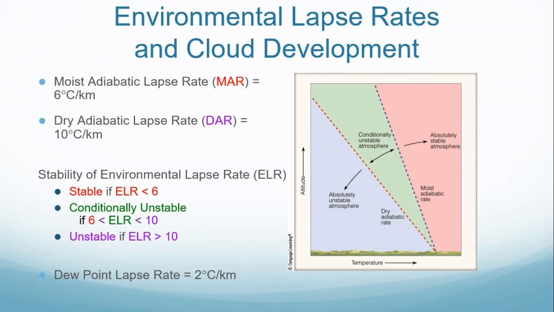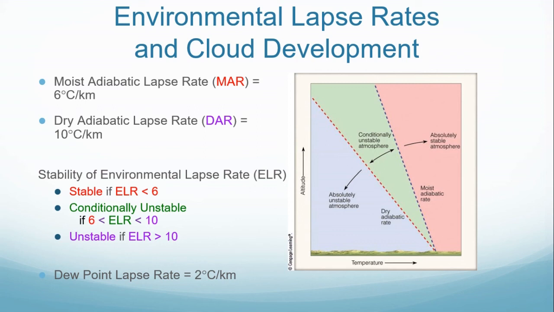So in summary, with your moist adiabatic lapse rate, in other words, you take a parcel, you lift it, if it's saturated, it will cool at a rate of 6 degrees Celsius per kilometer. But if your parcel is dry, less than 100% humidity, it will cool at a rate of 10 degrees Celsius per kilometer. Now, the atmosphere will be stable if the environmental lapse rate, what the air around you is doing, is less than 6 degrees Celsius per kilometer. It will be unstable if the environmental lapse rate is greater than 10, and it will be conditionally unstable if it's in the middle. Again, the condition being based on whether it is a moist parcel or dry parcel. Moist becoming more unstable and dry becoming more stable.